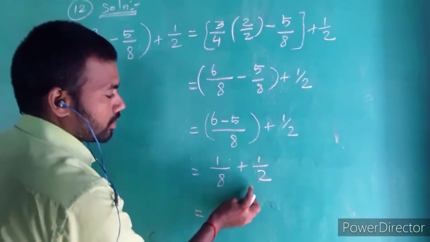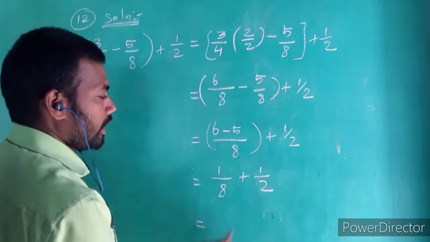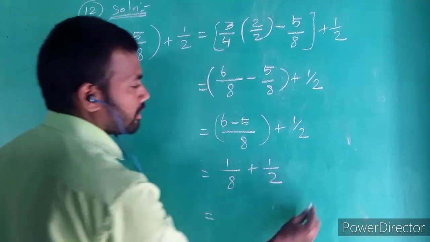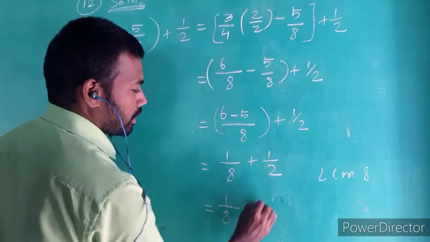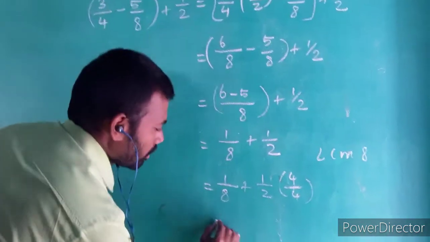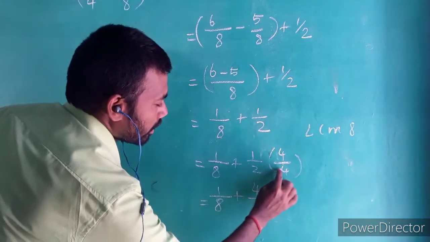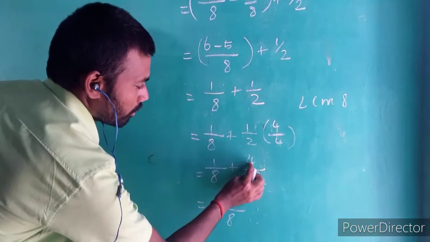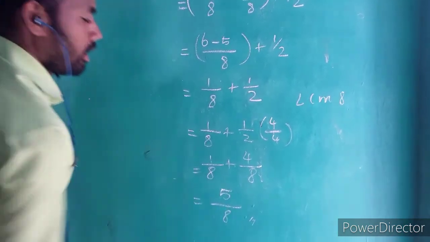Now, for this there are two methods: cross multiply or LCM. So 1 by 8 plus 1 by 2. The denominators are different, so the LCM is 8. Therefore 1 by 8 plus 1 by 2 into 4 by 4 is equal to 1 by 8 plus 1 4s are 4 by 2 4s are 8, so 4 plus 1, 5. Therefore 5 by 8 is the answer.